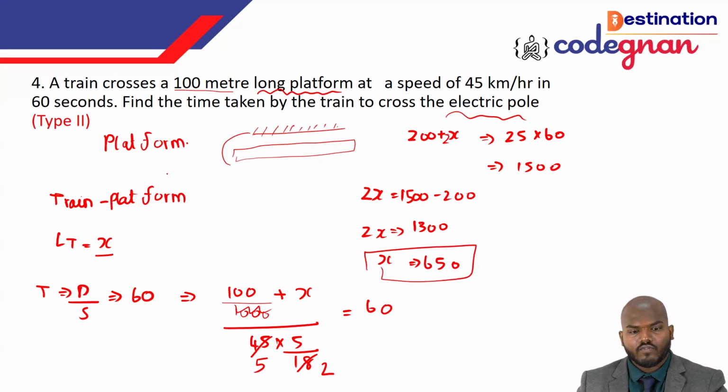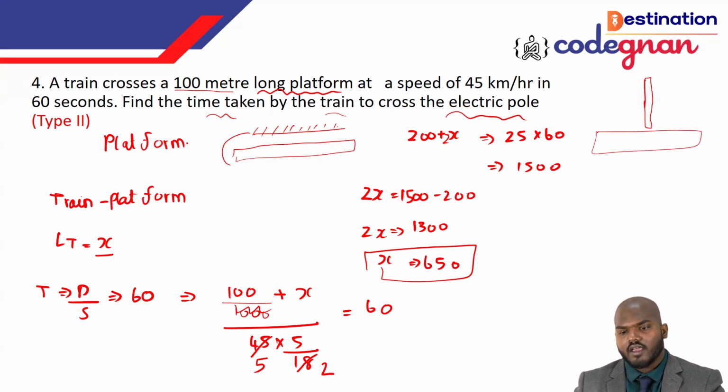Now you want to find out how much time is taken by the train to cross the electric pole. An electric pole is just a simple one, this is how it looks. The train is like a horizontal thing, and it will pass by the length of the train. But before that, you must know the train length, so that's why we did this many steps. Now we have got the idea.